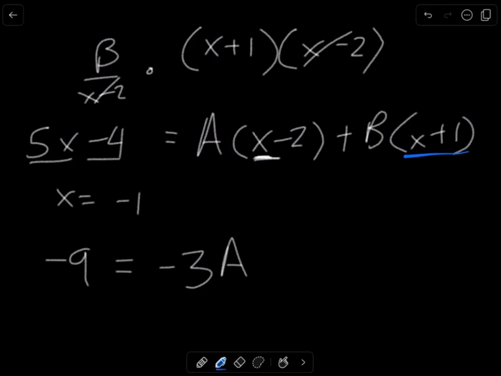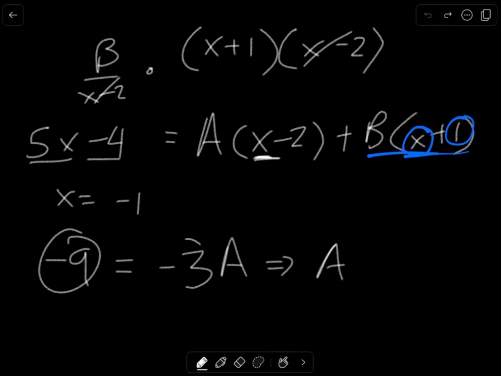This is where the clever part comes in. It's -1 plus 1, that's 0. 0 times b is 0. So I don't need to write anything out. Then I can solve for a. So a is equal to -9 divided by -3. That is, a is equal to +3.